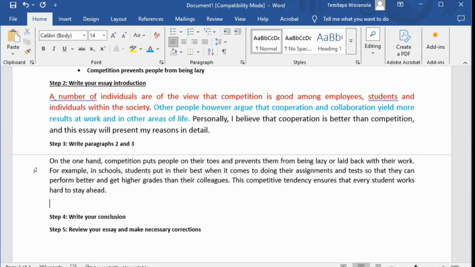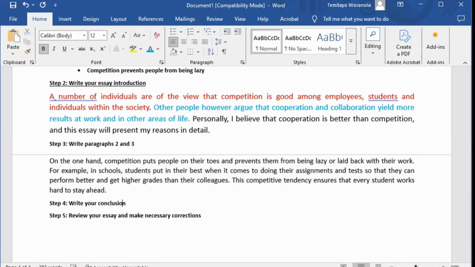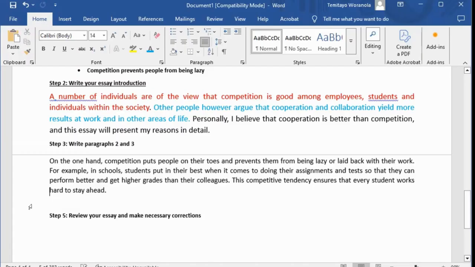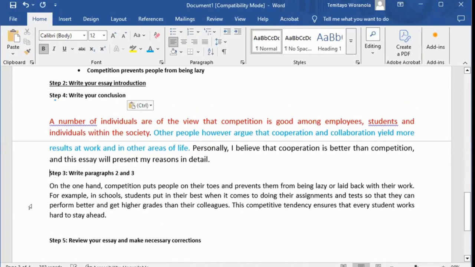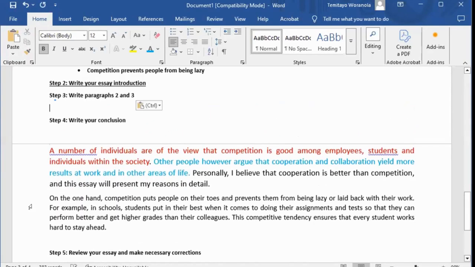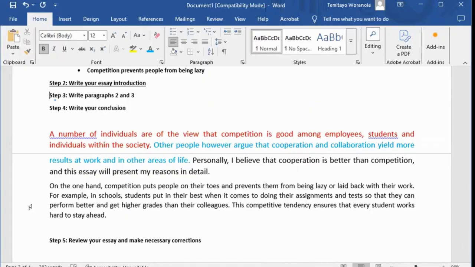So in paragraph 3, what am I writing on? I'm writing on what? Collaboration. Okay, so in paragraph 1, let me remove all these steps here. Let me transfer them to the top. So I've done step 3.5. Let me underline. Remaining paragraph 3 now.